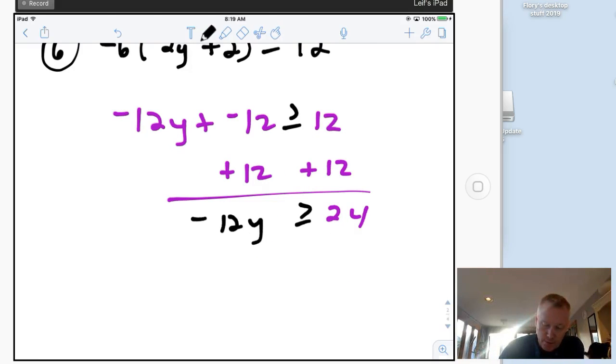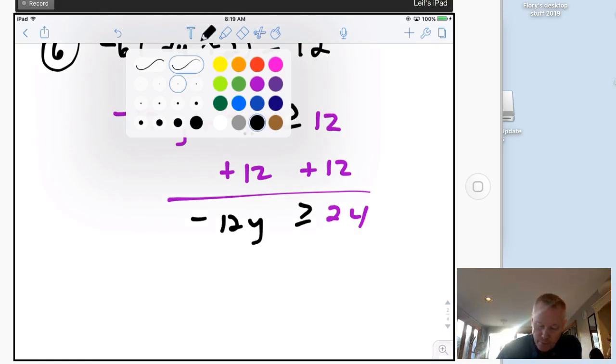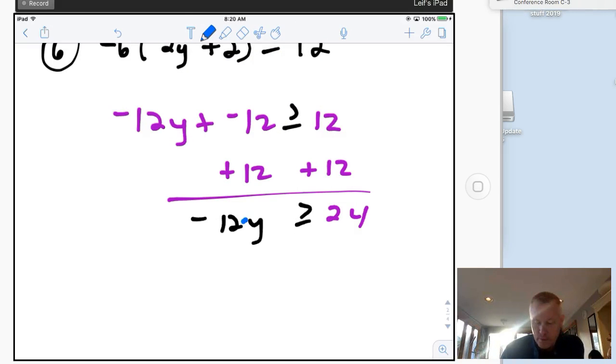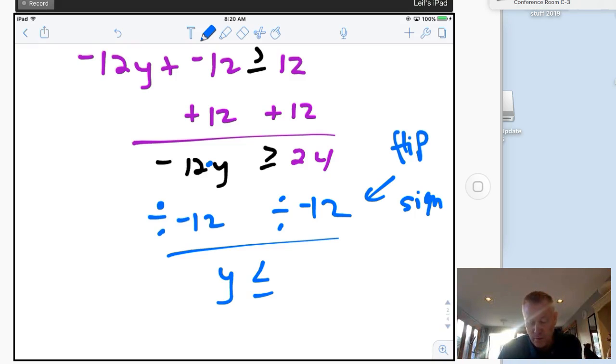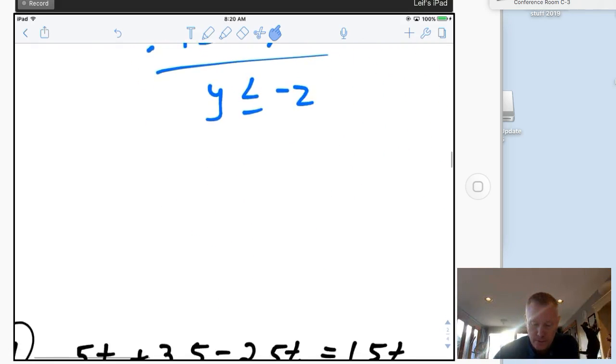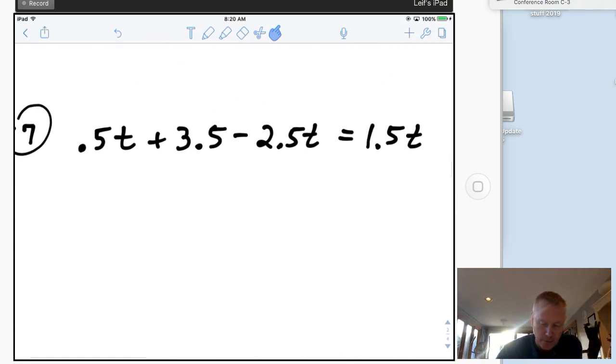So next I'm going to get rid of what's in front of that y, which is connected by multiplication. The opposite of multiplying by negative 12 is dividing by negative 12, which means I get y. Got to flip the sign because I divided by a negative. 24 divided by negative 12 is negative 2, right? And if you didn't say, I'm not going to graph that one. I've graphed a lot of them. I think you get the idea.